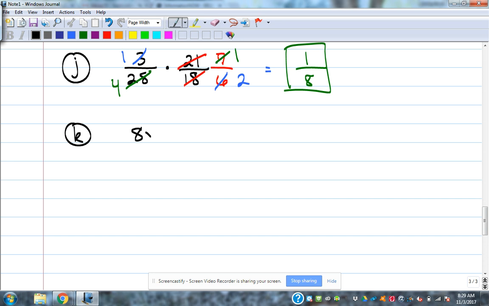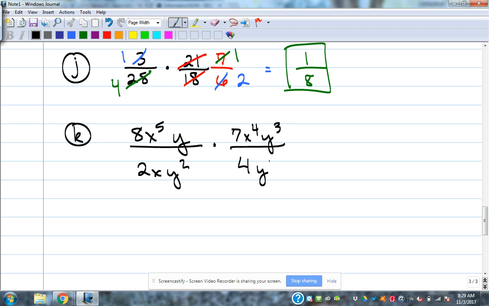So let's say we had 8x to the 5th y over 2x y squared times 7x to the 4th y to the 3rd over 4y. So a lot going on here. My method of doing this is always look vertical first and then do diagonals, because it's a little less messy to do it that way, and nobody needs a big mess in their life.